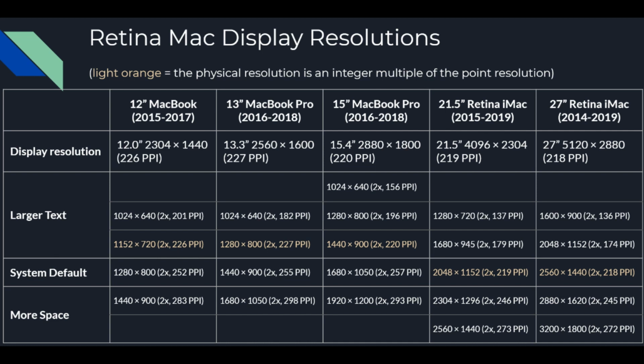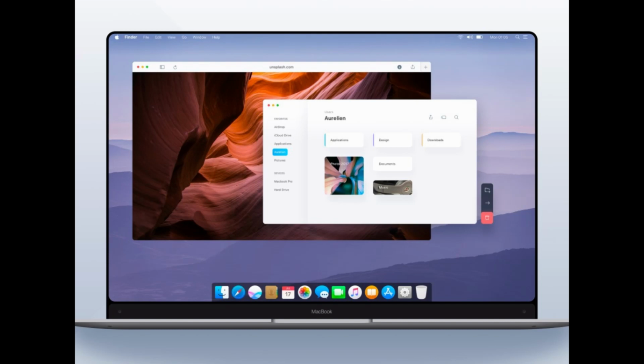This table shows some Retina MacBooks and iMacs and their display resolutions. In the first row, there is the physical display resolution, and then in the rows below that are the various scaled resolutions available through Apple software. The row labeled System Default is the default resolution for each device, as shown in Apple's settings.